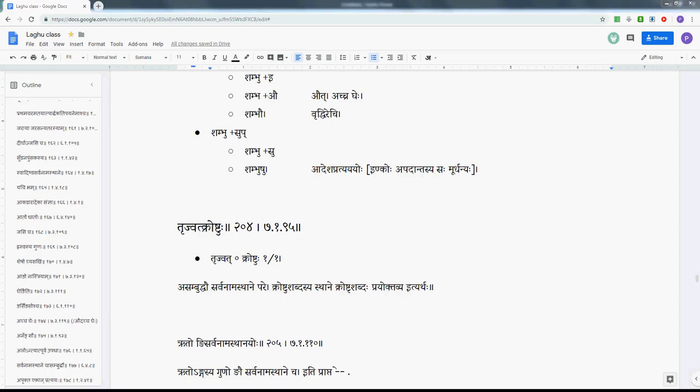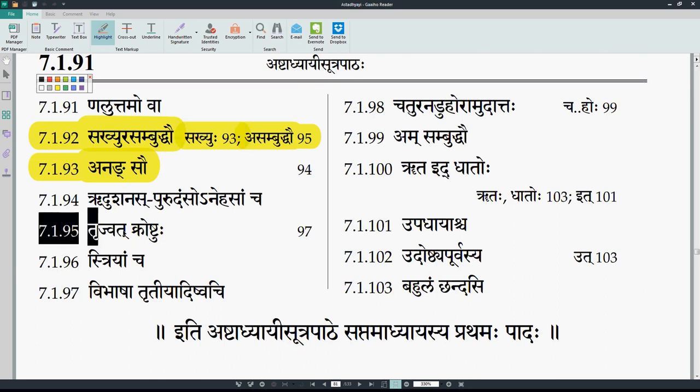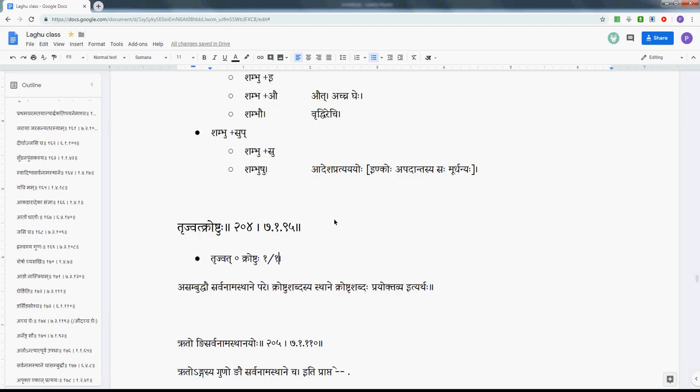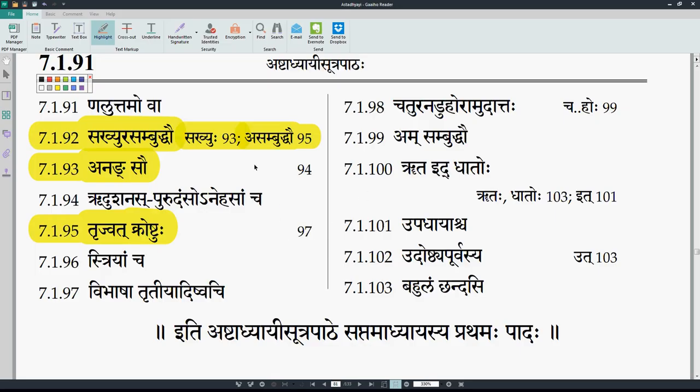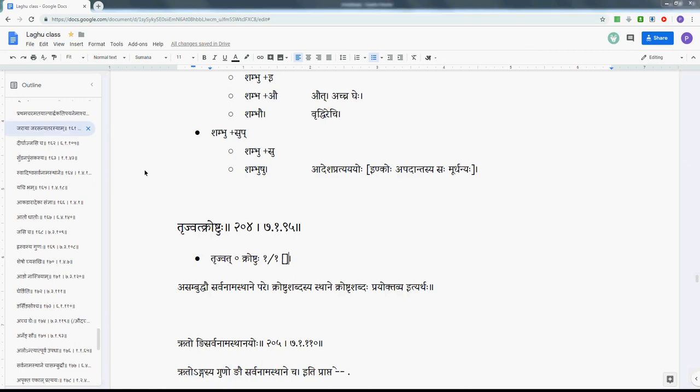And what is the anuvritti here? 7.1.95, Trijvat Kroshtuh. No anuvritti needed really. There is a word which has anuvritti; this entire sutra goes further. So what is the anuvritti for 95? Asambuddhau. So only in asambuddhi, Trijvat. Asambuddhau means not sambuddhi. And Sarvanamasthane also is there, it goes till 98. So, Asambuddhau Sarvanamasthane Kroshtu Shabda Trijvat Bhavati.